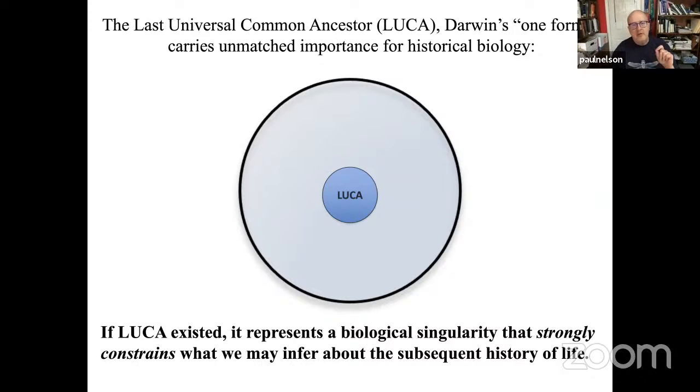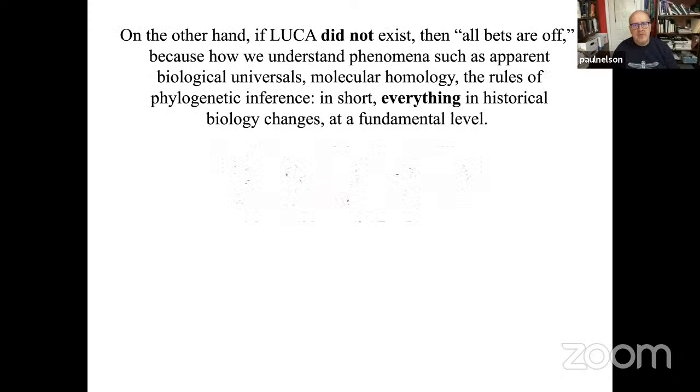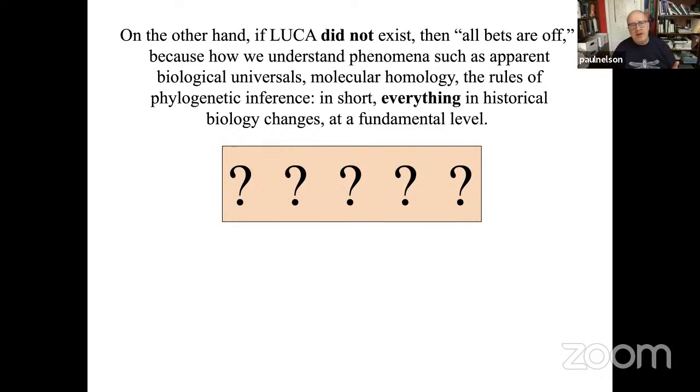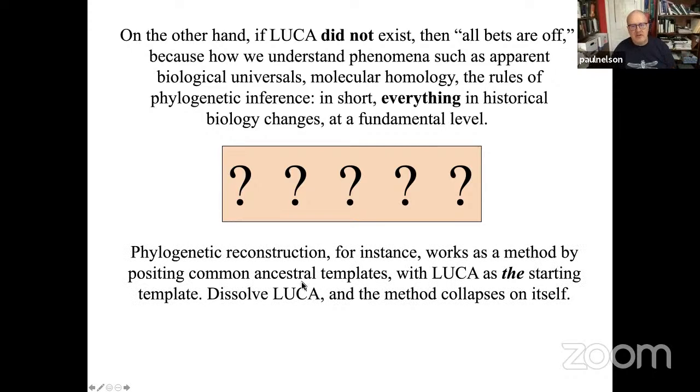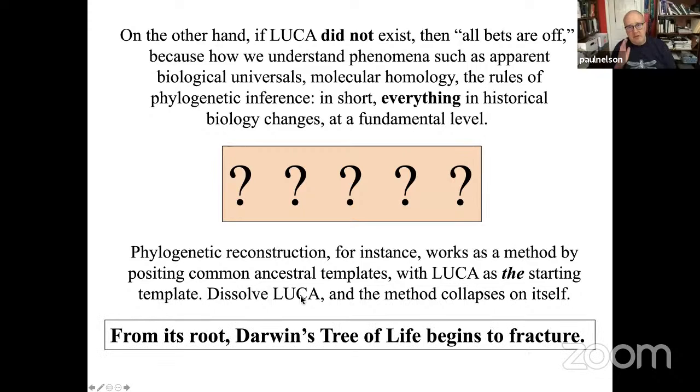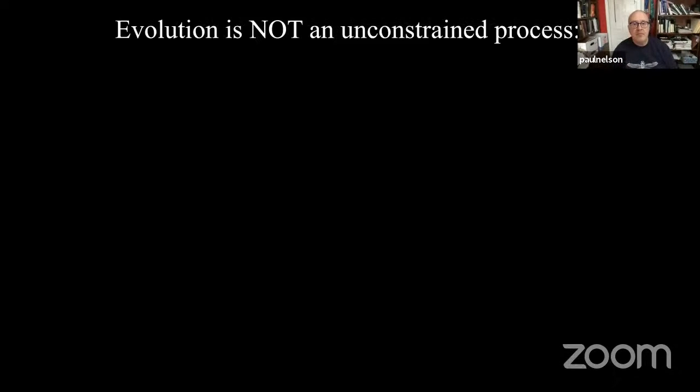So if LUCA existed, there are constraints theoretically on what we can reasonably infer about the subsequent history of life. If LUCA did not exist, however, then all bets are off, because how we interpret phenomena such as biological universals, molecular homology, the very rules of phylogenetic inference, everything in historical biology changes if LUCA did not exist. And in the last 2/3 of this talk, I'll be discussing this in more detail, but keep in mind that LUCA carries a great deal of weight theoretically in how you try to reconstruct the history of life. In particular, evolution is not an unconstrained process.